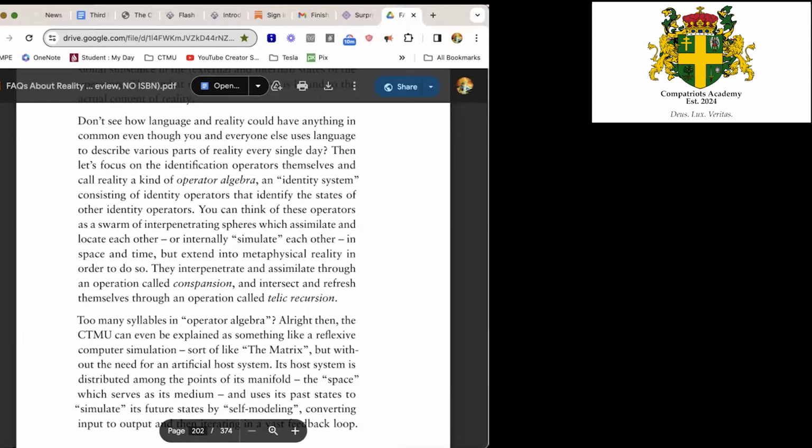Okay. Yeah. I think at the end of the day, as far as I can tell, the only problem I can really figure out about the CTMU is the limitation of language. And that's it. It's just that language isn't perfect for describing this thing.